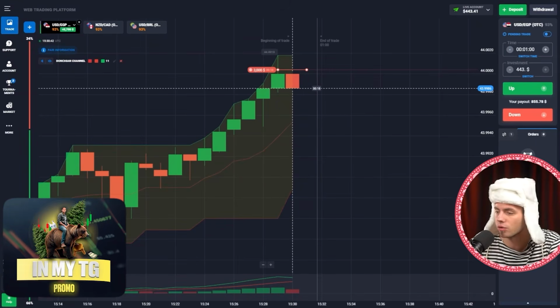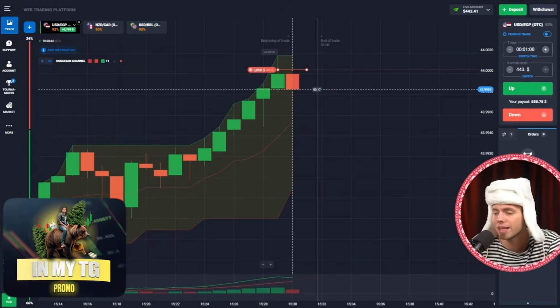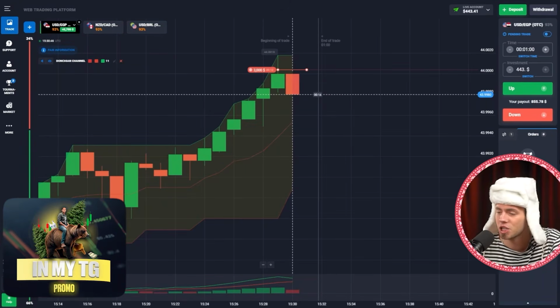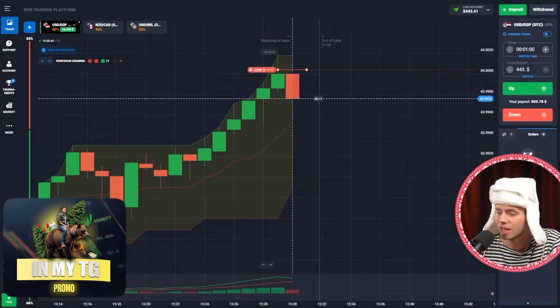And the overbought zone, of course. So we need to wait a bit, just wait a bit, and be patient. Patience is very important in the trading profession. Let's just wait.